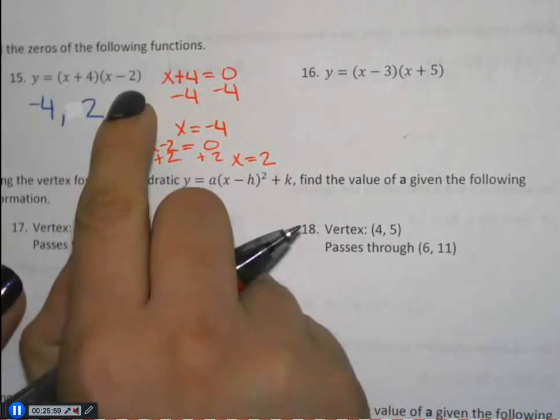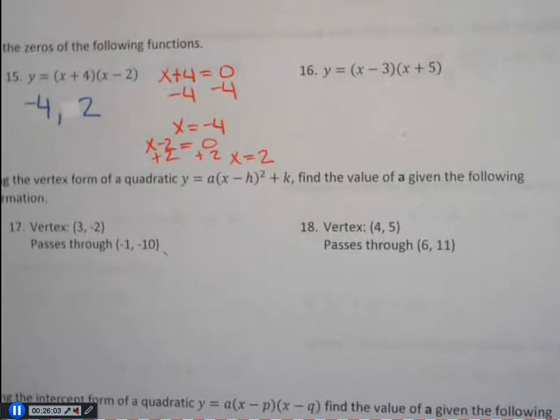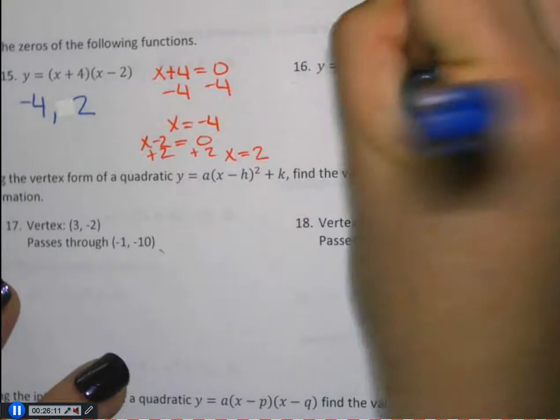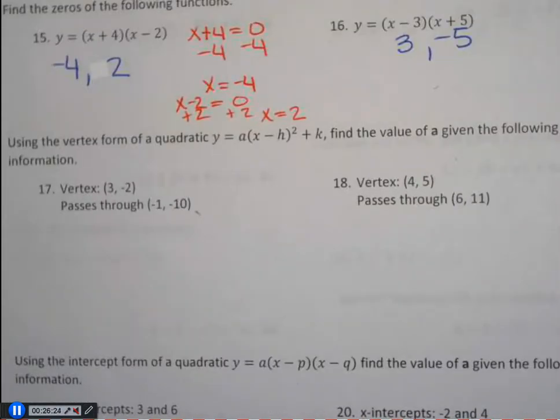-4, +2. So same thing for number 16. What are my zeros here? +3 and -5. Okay, so questions on 15 or 16? Okay. Oh wait, I didn't mean to move it all the way off.